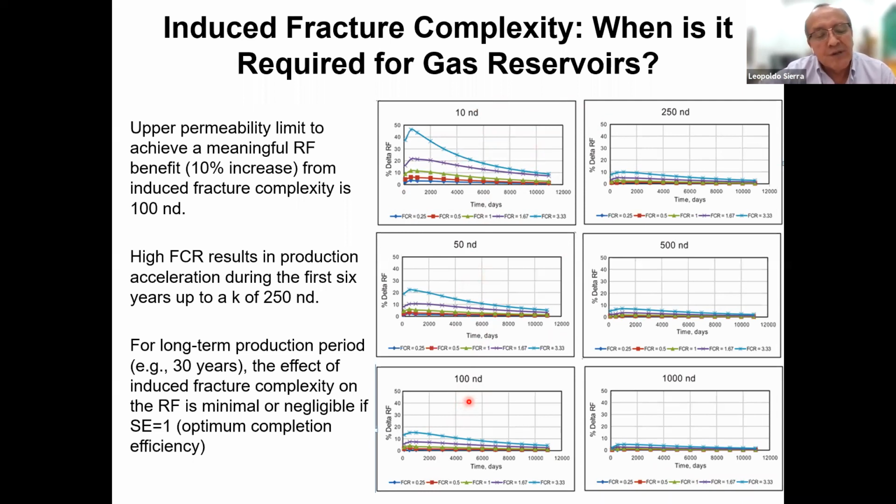Above 100 nanodarcies, the fracture complexity is not really totally important. So what does this mean? If we are dealing with formations with more than 100 nanodarcies, we don't really need to assure that we are generating complexity in the fracture.